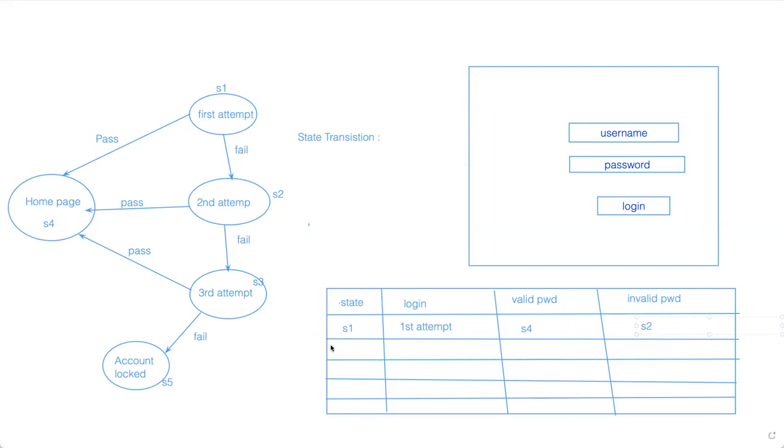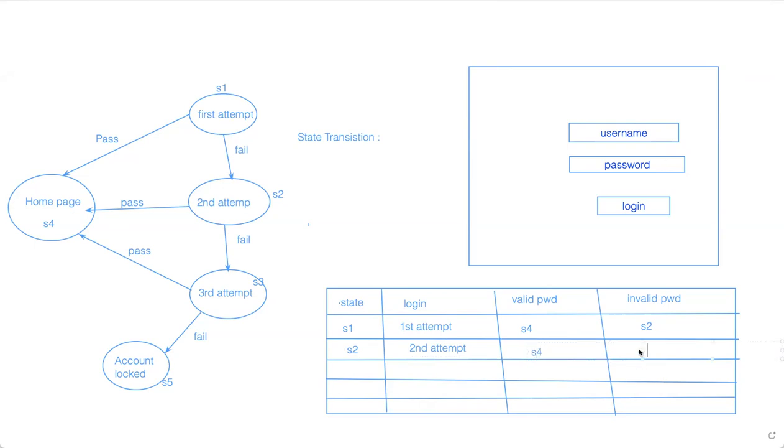Now take S2. S2 means second attempt. If in the second attempt I have given a valid password, then what is the next step? It will pass and go to the home page. If it is a valid password, where will it go? It will go to the home page, means S4.